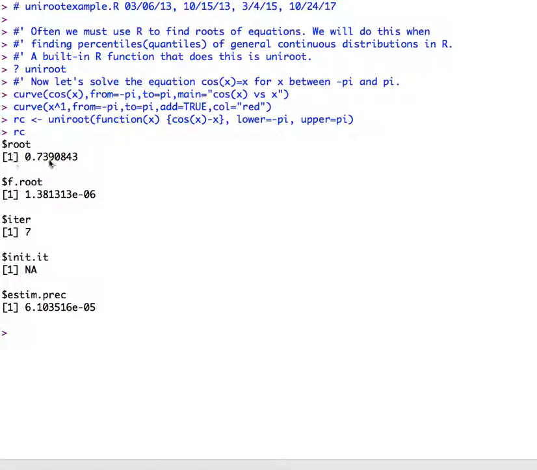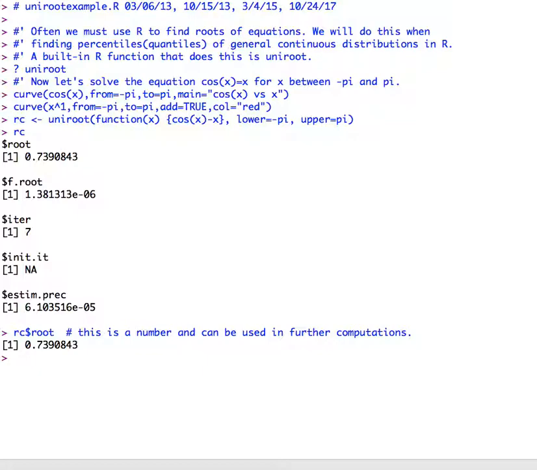What we want is actually the root component of this. So our $root is actually the number 0.7390843, and it probably has a few more decimals of accuracy that are not being displayed. Notice it's numerical. I always like to check to see if my answer is right. Never trust the computer program if you don't have to.